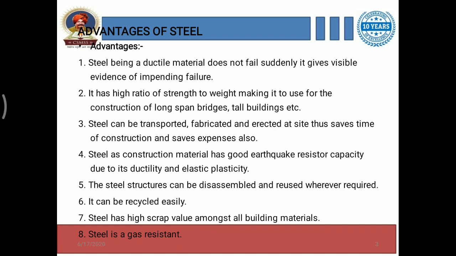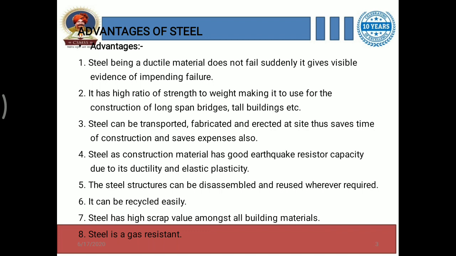Steel can be transported, fabricated, and erected at site, thus saving construction time and expenses also. As steel can be easily transported, it can be easily fabricated and erected at site. It can be molded in any shape, erected, and fabricated in any shape. That's why steel is a very economical material, and it is easy to use at a construction site.